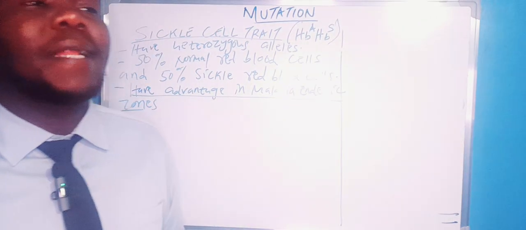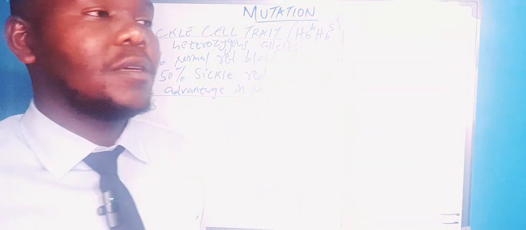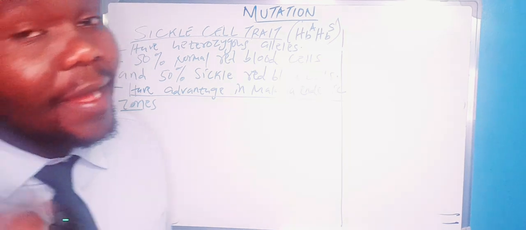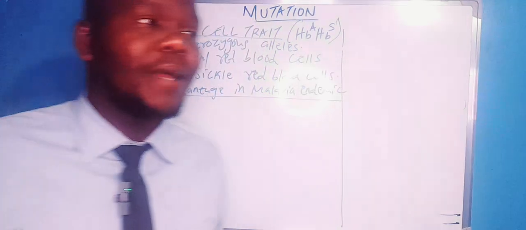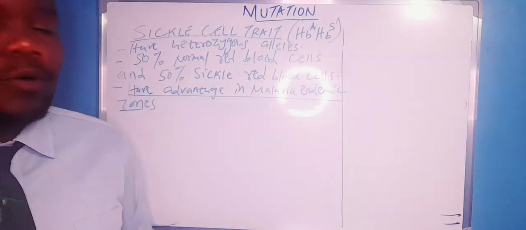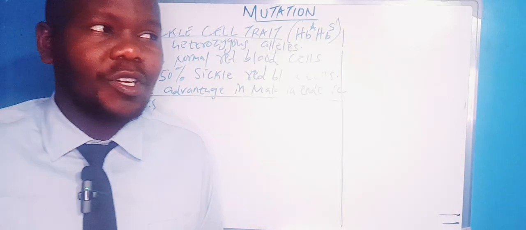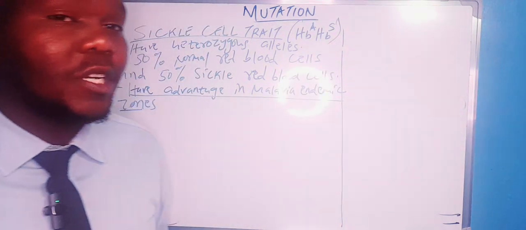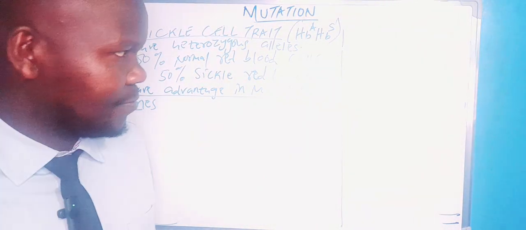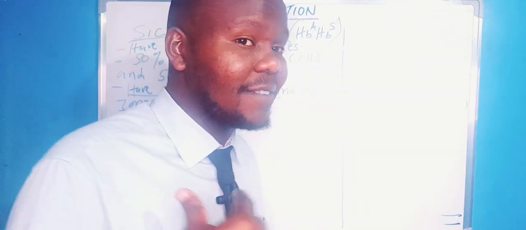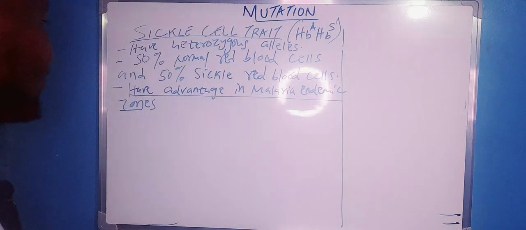And because oxygen concentration is low because of the low packaging of hemoglobin in the red blood cells, what will happen to the Plasmodium species? We have the species malariae, ovale, vivax, but we're speaking about Plasmodium malariae. What will happen at this point? The red blood cells themselves crystallize under that low oxygen concentration. And because of this, the Plasmodium species cannot survive in that low oxygen concentration zone, and so they cannot complete their life cycle. And that is why this person will not suffer from malaria.